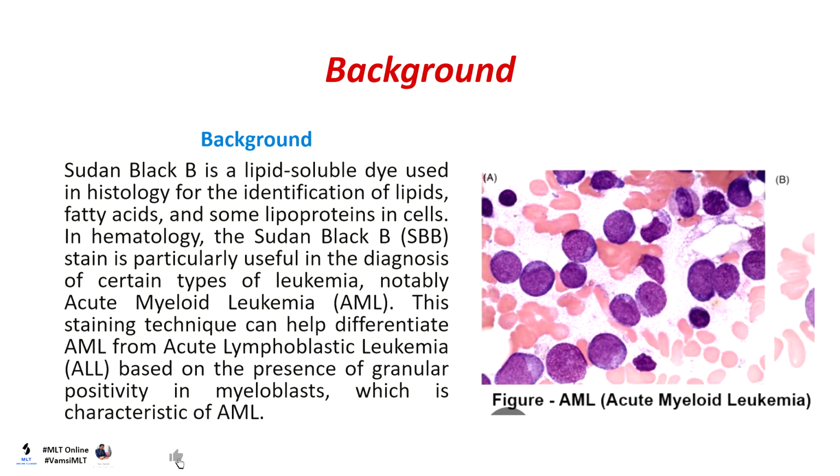Case study. Background. Sudan black B is a lipid-soluble dye used in histology for the identification of lipids, fatty acids, and some lipoproteins in cells. In hematology, the Sudan black B, SBB, stain is particularly useful in the diagnosis of certain types of leukemia, notably acute myeloid leukemia, AML. This staining technique can help differentiate AML from acute lymphoblastic leukemia, ALL, based on the presence of granular positivity in myeloblasts, which is characteristic of AML.